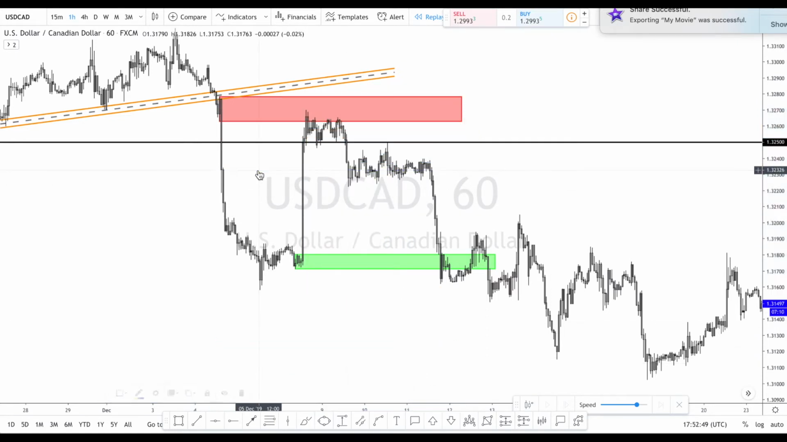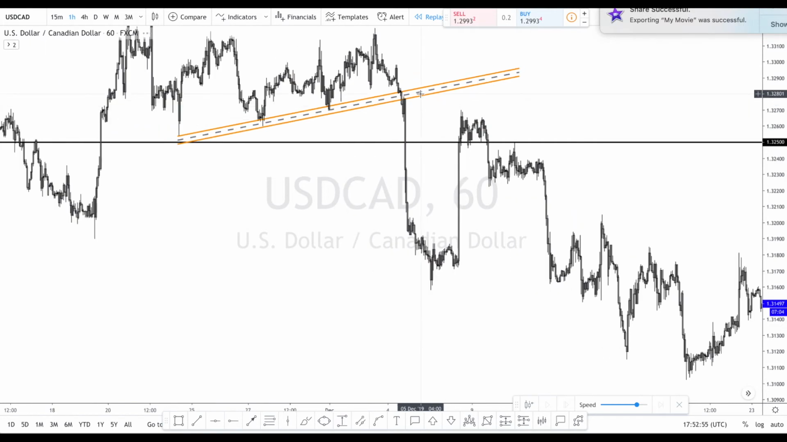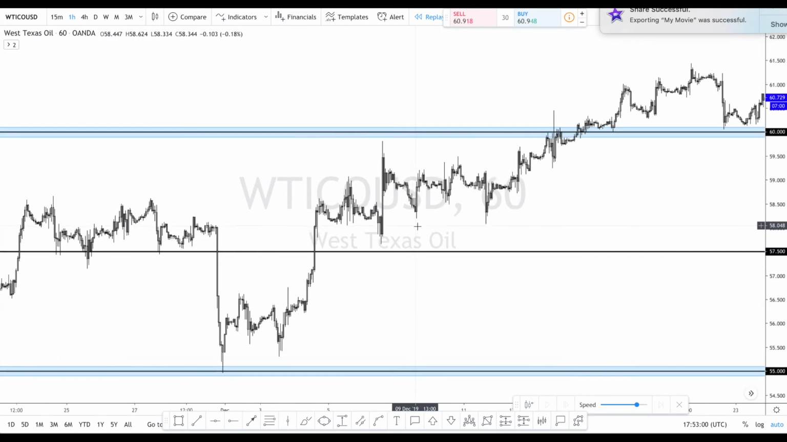So when you do see the supply zones, for me, if I'm on a bearish pair, all I'm looking for is supply zones. I'm not looking for demand zones. So the majority of the market's been going down this year. That's why there's not really much.